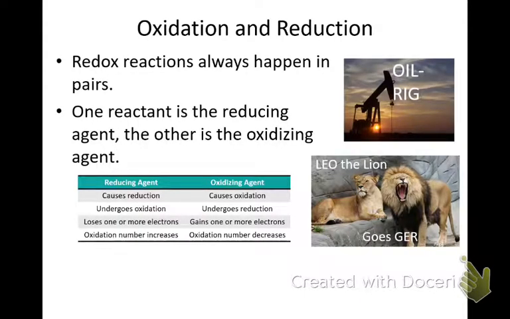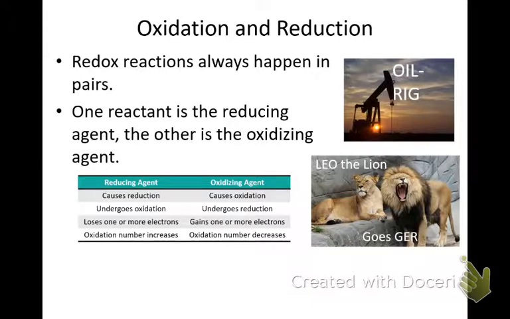Oxidation and reduction reactions always happen in pairs. They have to go together. If one thing is oxidized, the other thing must be reduced. Remember, oxidation means something is losing electrons, so its oxidation number is becoming more positive, and reduction means gaining electrons, or its oxidation number is becoming more negative.